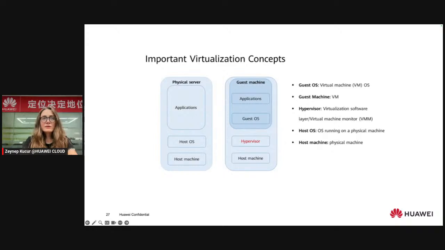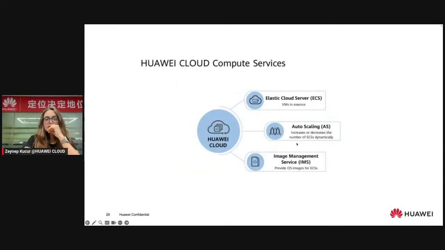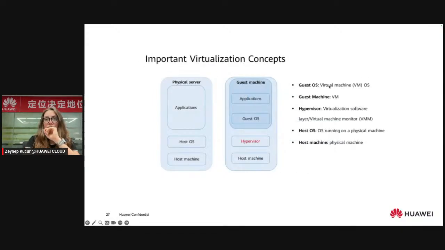We talked about the important virtualization concepts. We talked about what a guest machine is, what a physical server is, the differences between them, how to virtualize a physical server. We said that the hypervisor is what makes the virtualization possible. That hypervisor is also called a VMM. A guest machine is running on a physical machine. The guest OS is the virtual operating system, and the host OS is the physical machine's operating system.